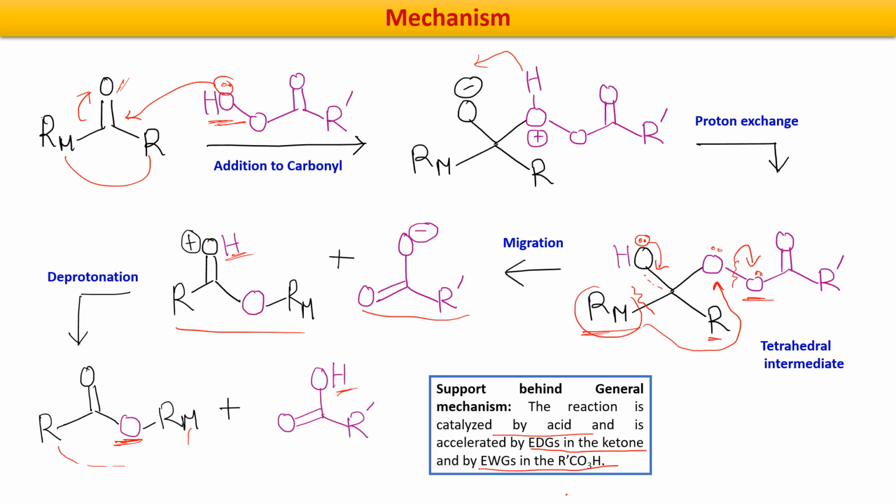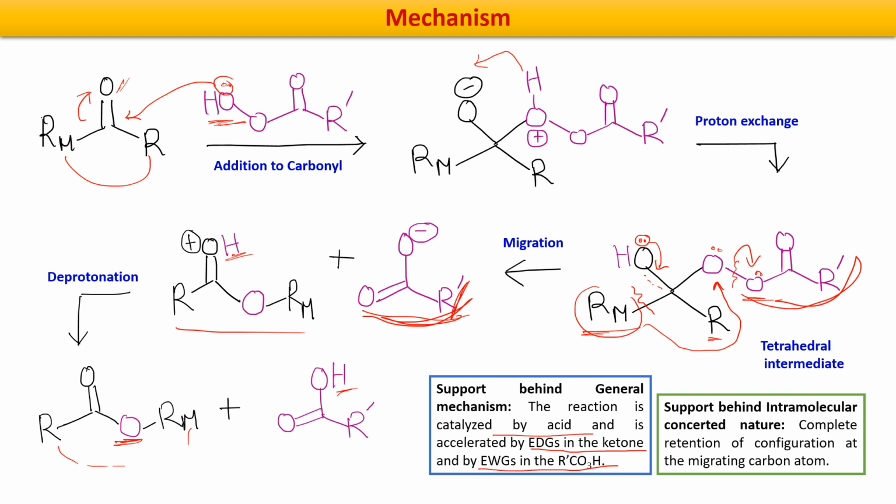an electron withdrawing group in the peracid, because after all this part is removed as RCO2 minus. So suppose there is some electron withdrawing group present, it will be able to stabilize this negative charge. So these are the supports.